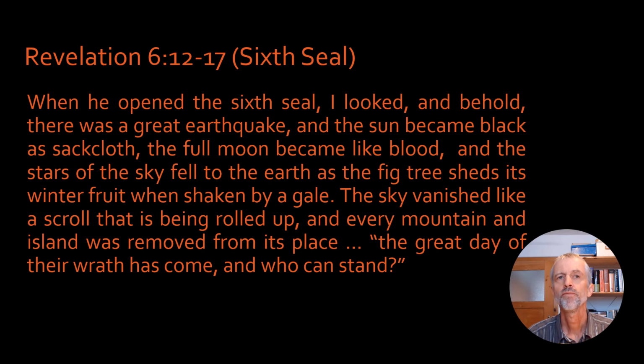Two examples to help us see this pattern in the text. First, from chapter 6, John writes, "When he opened the 6th seal, I looked, and behold," and now comes some highly apocalyptic language, "there was a great earthquake, the sun became black as sackcloth, the full moon became like blood, and the stars of the sky fell to the earth as the fig tree sheds its winter fruit when shaken by a gale. The sky vanished like a scroll that's being rolled up, and every mountain and island was removed from its place." And then people respond, "The great day of their wrath has come, and who can stand?"